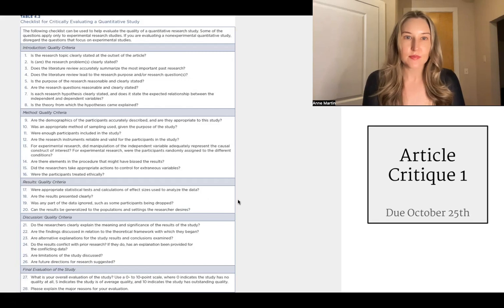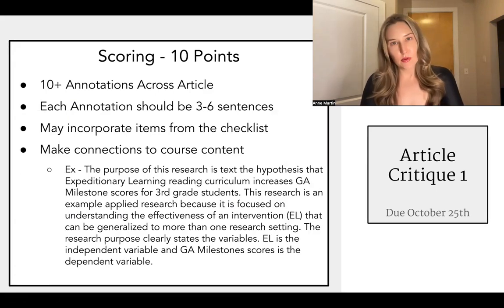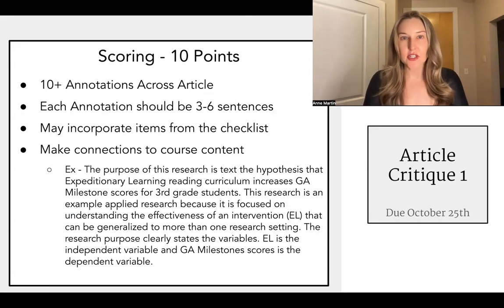So what I'm looking for, like I mentioned, it's 10 points. So I'm looking for at least 10 annotations across the article. When we do our weekly perusals, I'm looking for 4 to 6 annotations. This one is more because this one is worth 10 points. So you might have a couple annotations in the introduction, maybe one about the research question, several annotations in the method. That's where the bulk of your annotations will be, maybe 1 to 2 in the results, and then your final evaluation of the study.